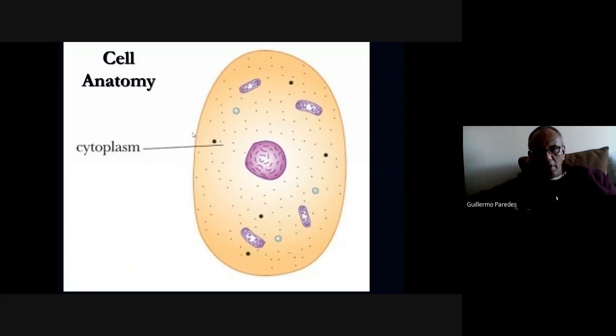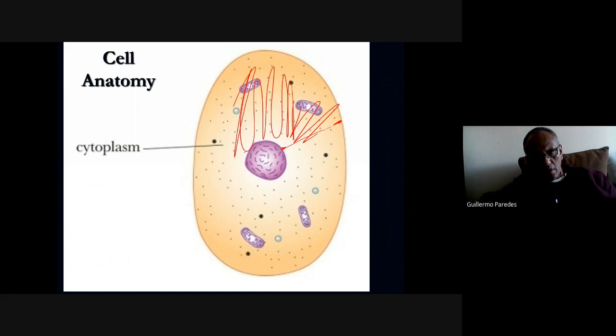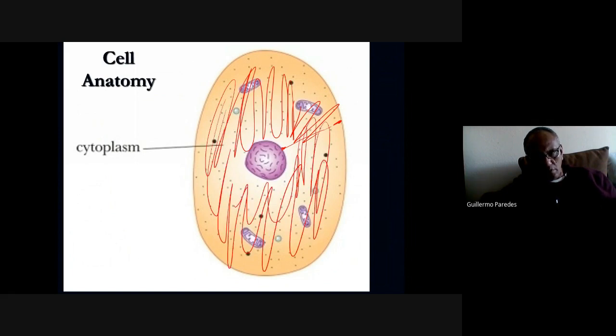All right, so here we have some of the elements we were talking about. Just to remark here that the cytoplasm is the area between the cell membrane of the nucleus and the cell membrane of the cell. So all this is the cytoplasm. All this is cytoplasm, except the nucleus.